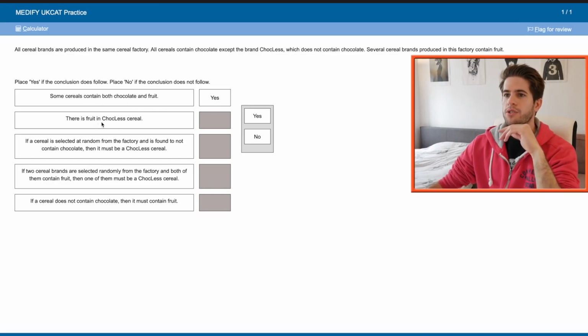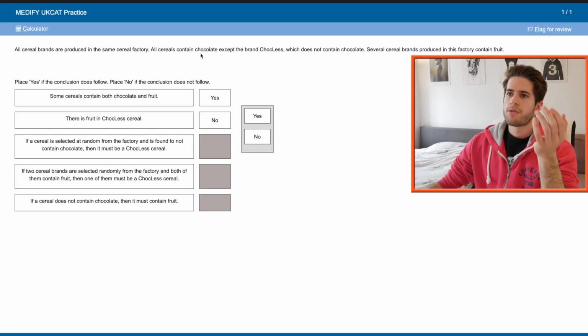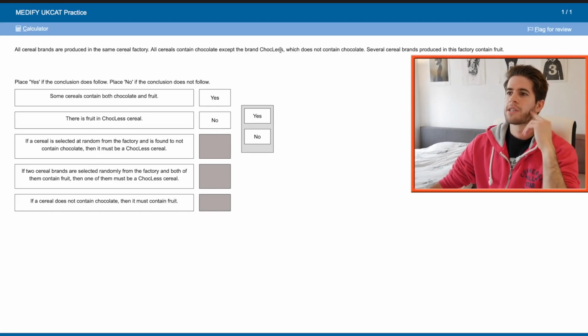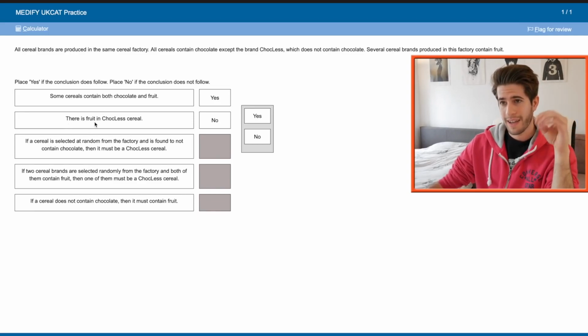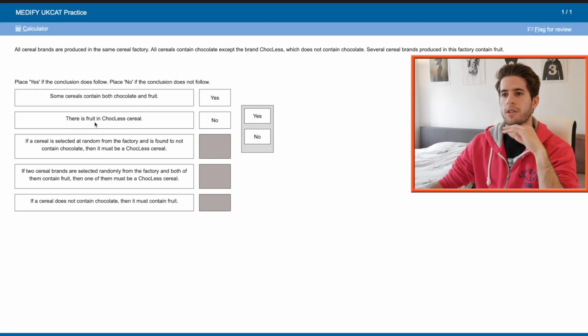There is fruit in Chocoless cereal. We can't know that for sure. It could be the case, but we don't know for sure. Yeah, because it says all cereals contain chocolate except Chocoless. So we know Chocoless doesn't have chocolate. And it says several have fruit. So it could have fruit, it could not have fruit. We don't know, but this statement says for certain it has fruit. So the conclusion does not follow.